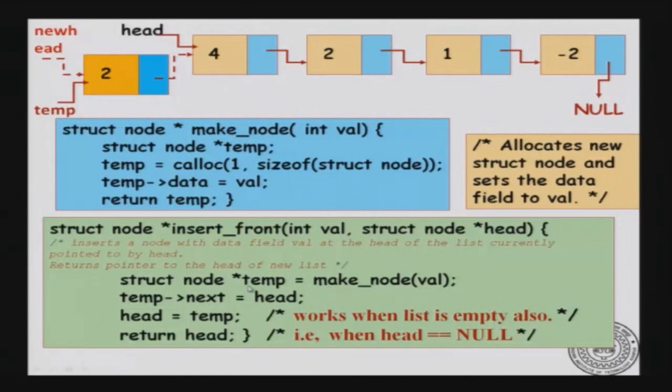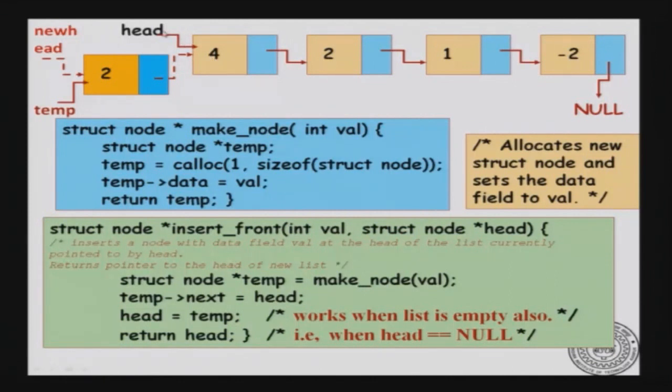So, what we do is we first create a node with the value using the make node function. Now, temp next is set to head. So, this link is activated. So, 2's next will be 4. So, that is the first step.